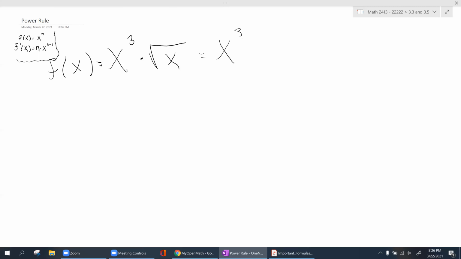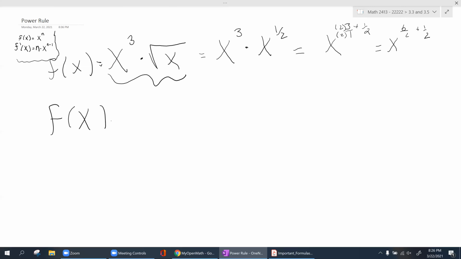This is x to the 3rd times x to the 1 over 2. We know whenever we're dealing with variables and the bases are multiplying, the exponents are going to add. So in other words, this is just the same thing as x to the 3 plus 1 over 2. 3 is the same thing as 3 over 1, and it needs the same denominator as the other one, my LCD. So this is x to the 6 over 2 plus 1 over 2, meaning this entire thing is f of x equal to x to the 7 over 2.